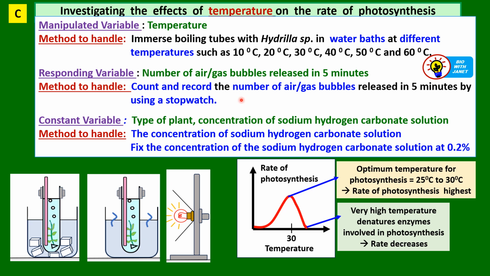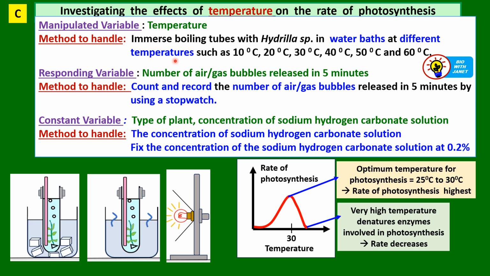As we go on to see, the third experiment is investigating the effects of temperature on the rate of photosynthesis. Okay, so now our MV is temperature. Now for this part, I did not go into detail because it will be too long, but I just give you the rough idea here, and you can read the experiment from the textbook. The manipulated variable is the temperature. So method to handle is how to change the temperatures. It's still using the same setup of the Hydrilla species plant immersed in the sodium hydrogen carbonate solution. All right.